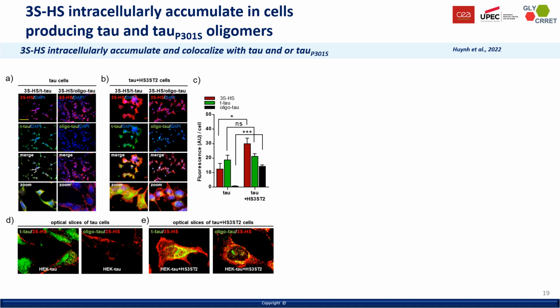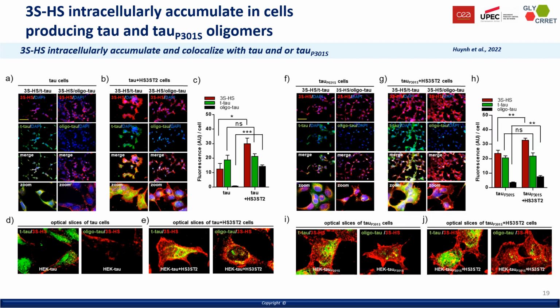Figure C is the quantification, and below we see confocal imaging with figure D, the HEK cells overexpressing the tau, and figure E, HEK cells overexpressing the tau and the enzyme. And what we see here is that we have internalization of the 3-OS HS, which co-localizes with tau and oligomeric tau. We see the same for mutated tau and mutated tau with the enzyme. And overall, these results show that we have 3-OS HS that are internalizing and accumulating in the cells that produce the tau and the mutated tau oligomers.